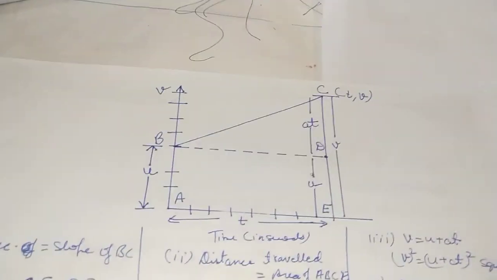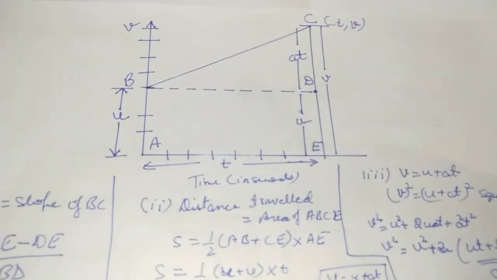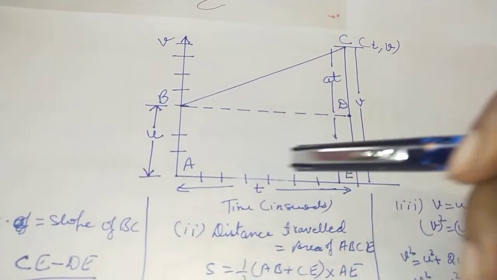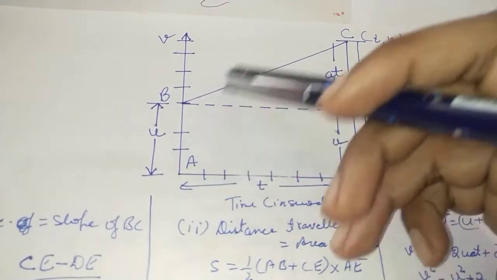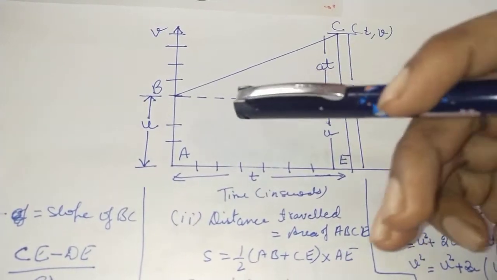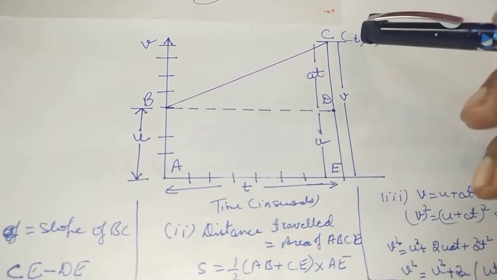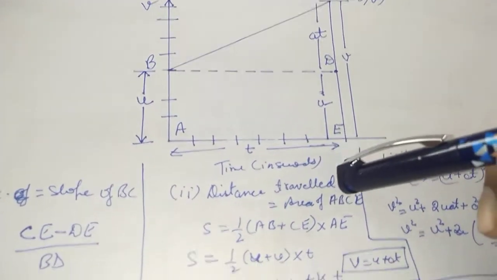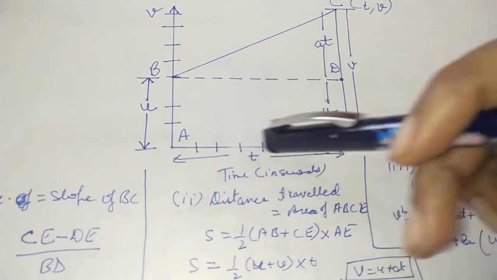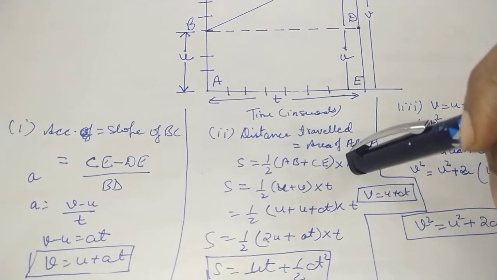Now let's try to calculate the distance. What will be the distance traveled? If we have a look properly at the figure, from the starting part covered with the x-axis, we get a trapezium being formed. So we can directly apply half the sum of parallel sides into height. And what are the parallel sides? The parallel sides are AB and EC. So it will be half of (AB plus CE) into AE, the distance between the two parallel sides.